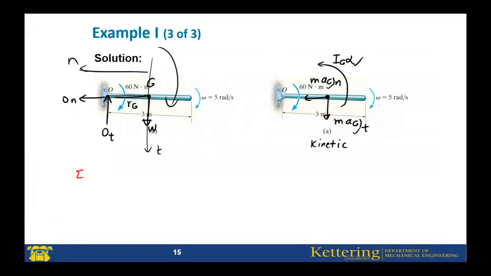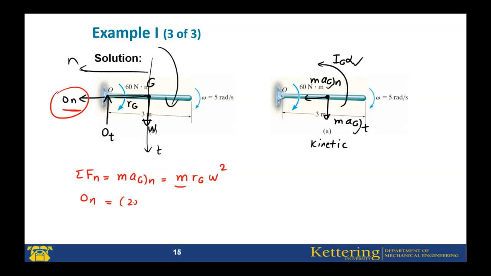Second equation, summation of the forces along the normal equals M AG along the normal, or equals M RG omega squared. Along the normal, we have only this force, ON, equal to mass 20, RG 1.5, sorry, multiplied by omega. Omega also is given, 5 squared.